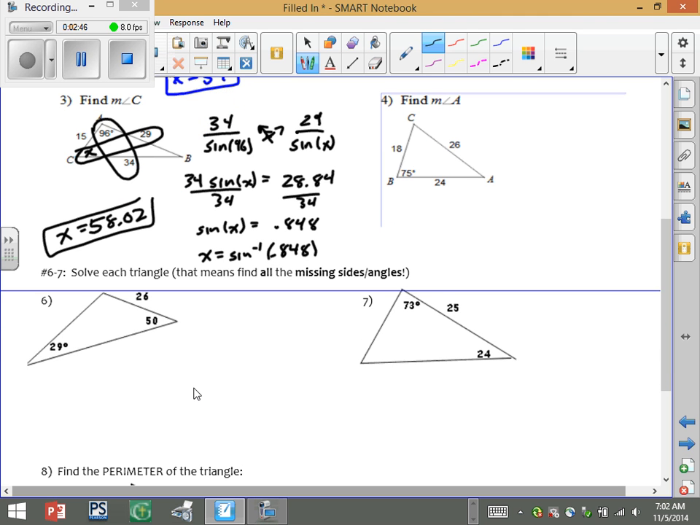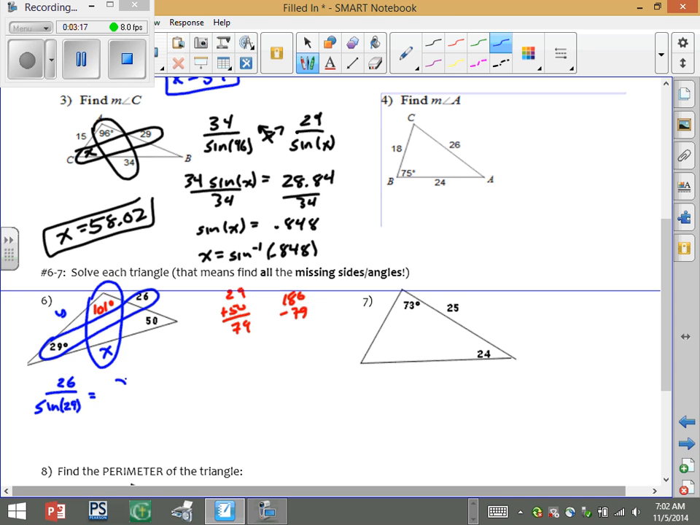Now these problems where you have to solve the whole triangle mean find everything that's missing. So first off, in number 6 right here, we could find that missing angle. 29 plus 50 equals 79, which means 180 minus 79, our missing angle is 101 degrees. So there's one piece that we've solved for. Now let's solve the other two missing sides. We can do 26 over the sine of 29 equals x over the sine of 101.